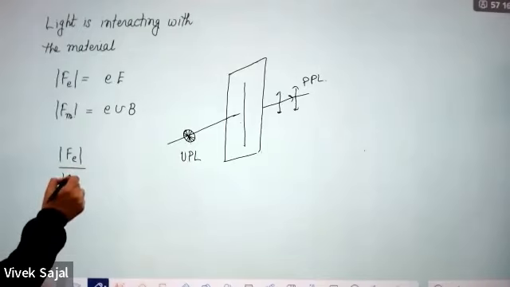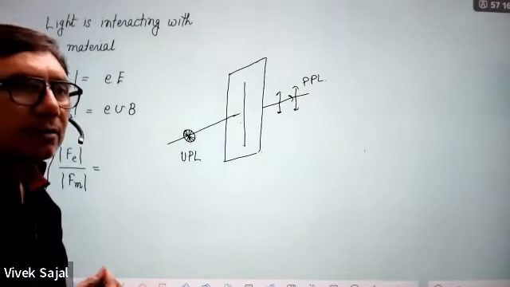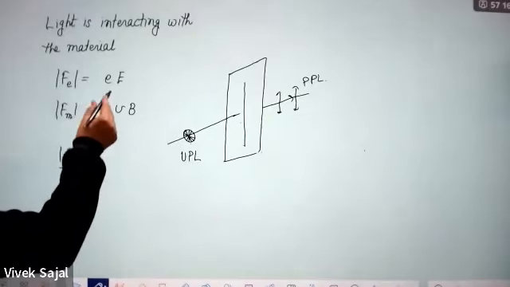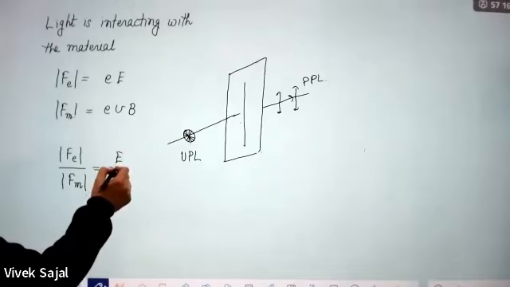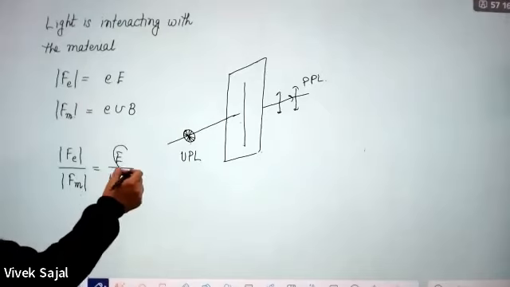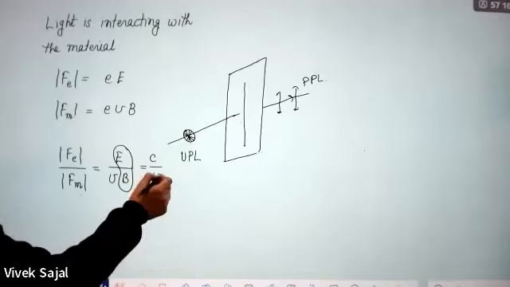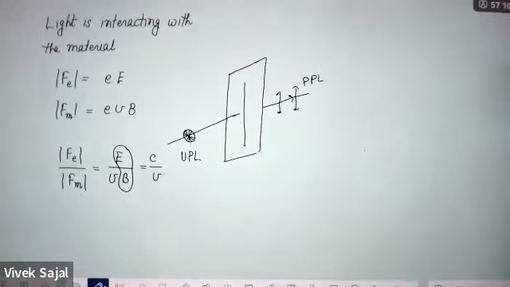you are going to get Fe upon Fm. This is the simplest way. If someone asks you in some interview why you are not considering the magnetic field during polarization, this is the simplest way in which you can explain it. So Fe upon Fm, the e will cancel out, and this will be E upon v into B. And you know that E by B is c, so this will be c by v. What is v? v is the velocity of the electron here.